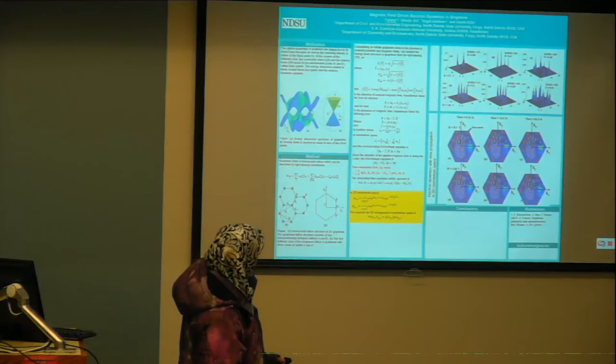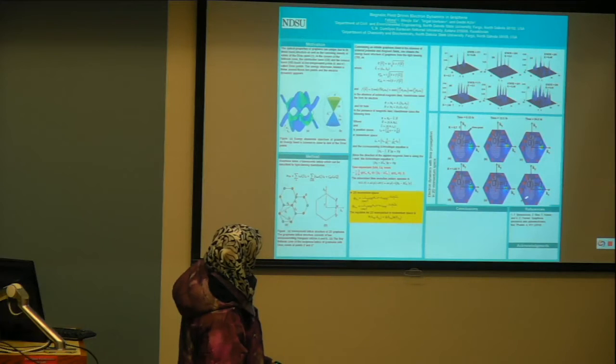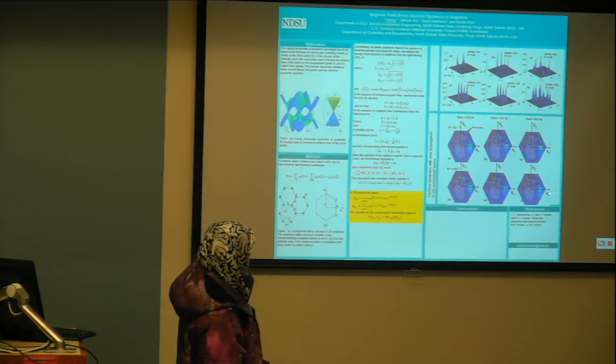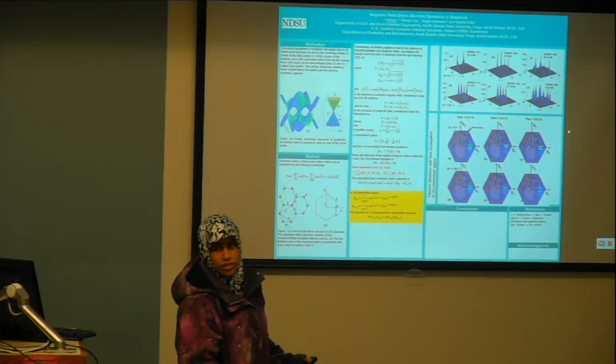Okay, so what about eigenstates? For this one, this looks like the electron dynamics is not confined in this region, but here the states look spread over the free area.